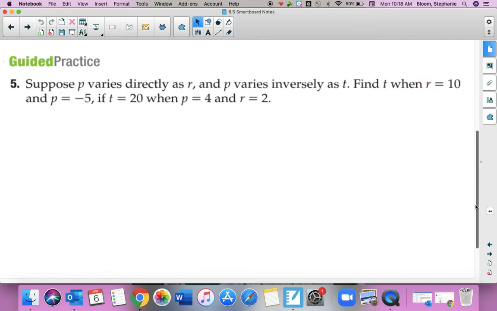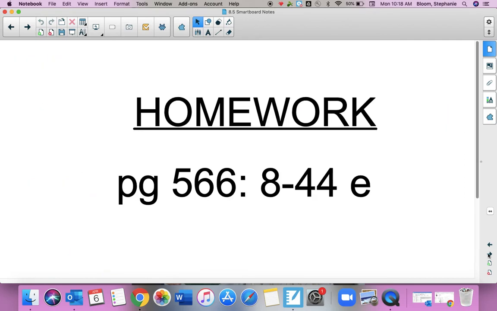Your homework is on the next slide. So you're going to do on page 566, 8 through 44 evens. If you have questions, put it on that discussion board and I will answer them.